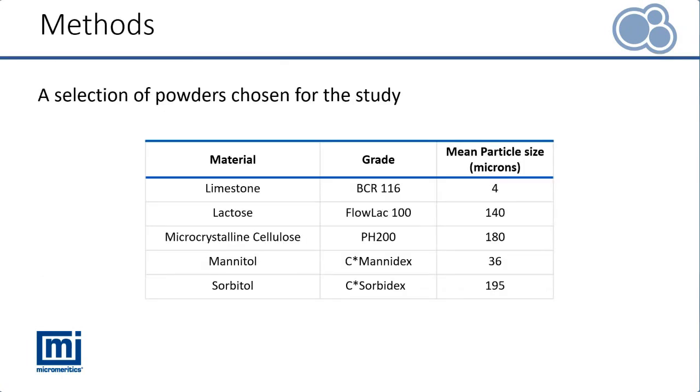So for this study, we took 5 different samples: limestone with a smaller particle size of around 4 microns, a typical lactose grade of Flowlac, and microcrystalline cellulose, MCC or pH 200. We also had mannitol and sorbitol as well.